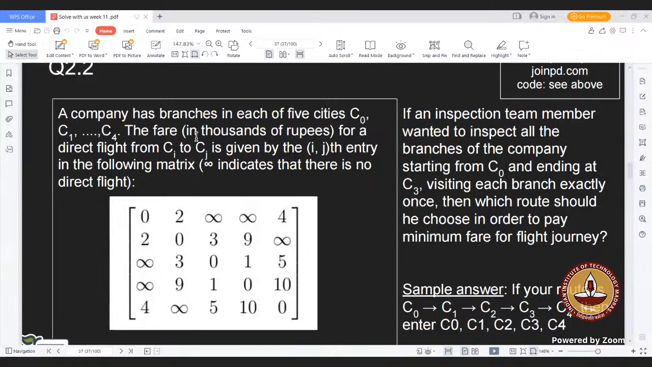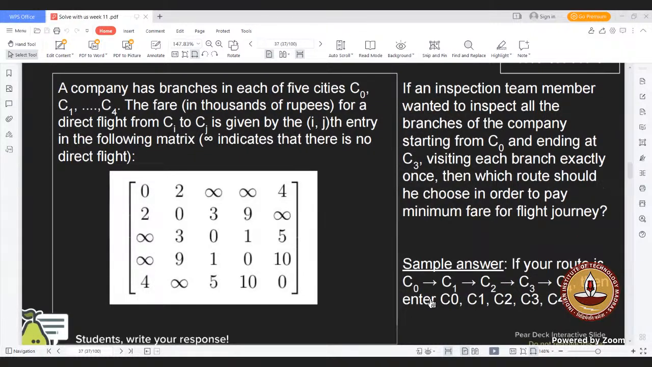It is not asking about the total cost. This is asking about the order of vertices which we are visiting. Yeah, you can also put the total cost if you get it.